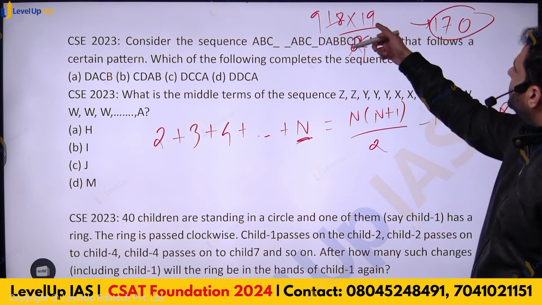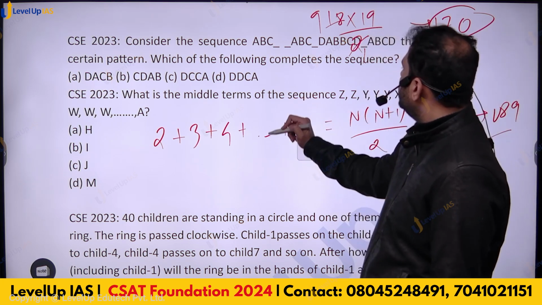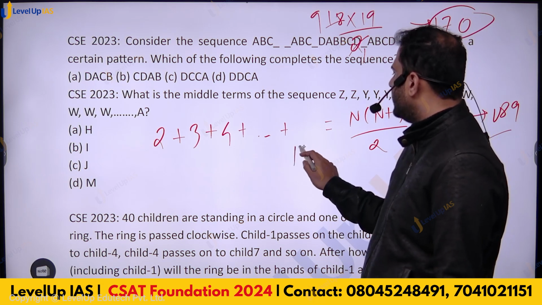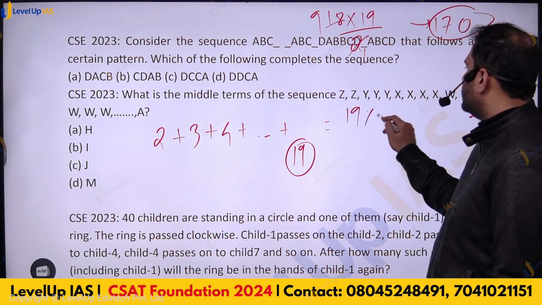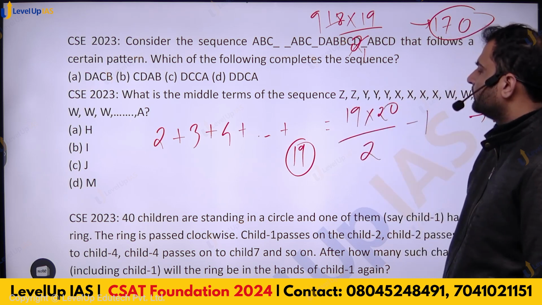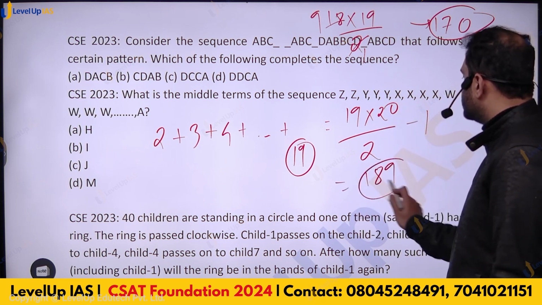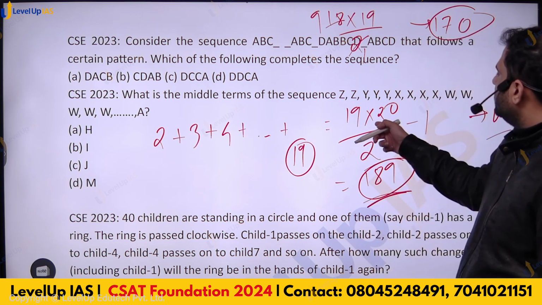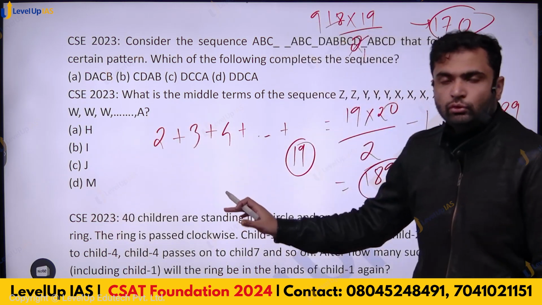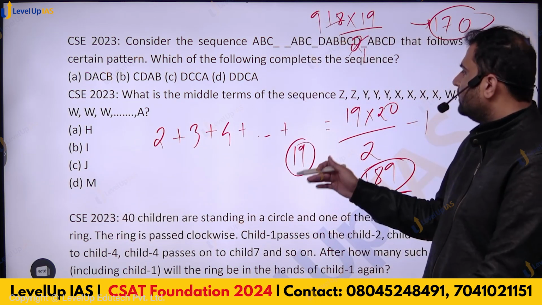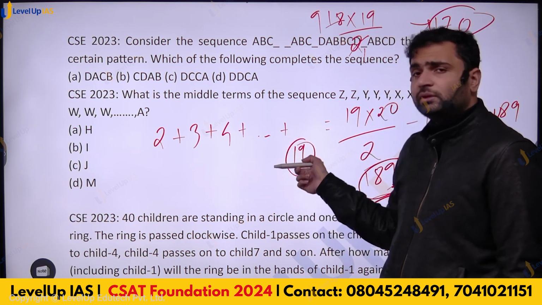But we want one more repetition. So instead of n equal to 18, if I have n equal to 19, then what will I get? 19 into 20 by 2 minus 1, correct, which is 190 minus 1, exactly 189. So Z, 2 more, 3 more, 4 more, and 189 is exactly the last letter of this sequence.